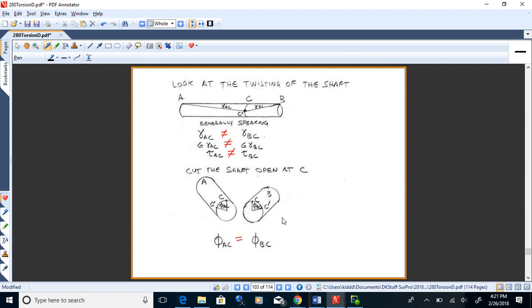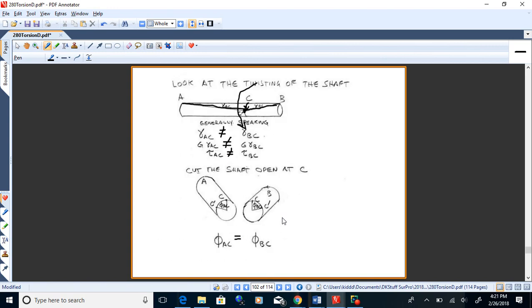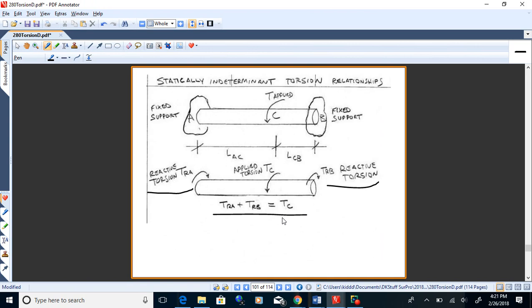So that's what we can work with in a shaft like this. If we apply some torsion there at C and we want to know how much torsion is being taken up by A and by B, we can get a little bit with statics. We know that the two reactive torsions at the supports, added together, will be what we apply. But that is indeterminate. There's two unknown reactions and only one equation.